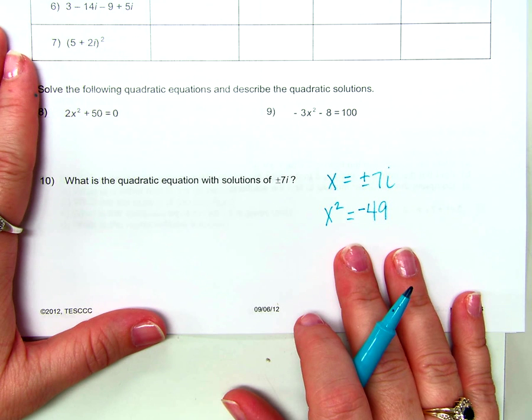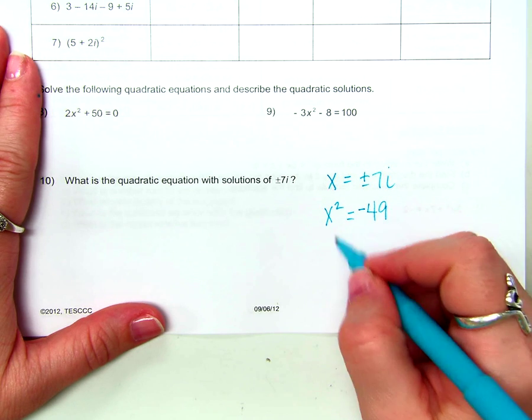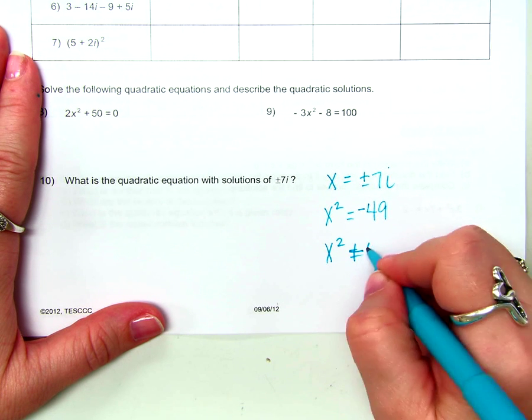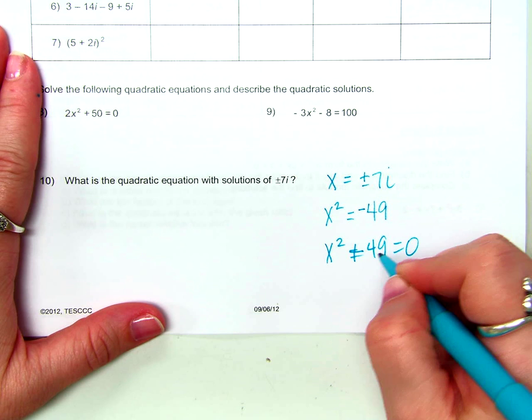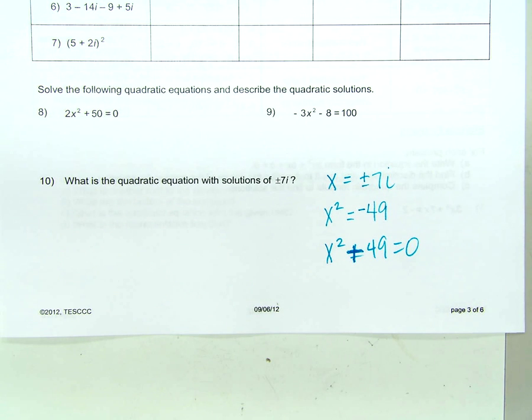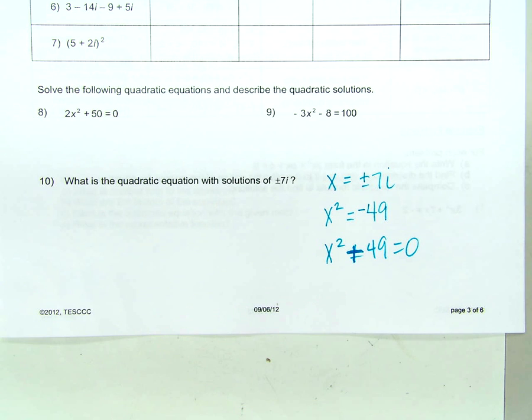So is that an acceptable quadratic equation? Not quite, right? Usually our quadratic equations equal 0. So if I was going to add 49 to both sides, whoops, plus 49 equals 0. Pretend that's a plus sign. Is that the only answer? How many answers does this question actually have? A bunch. Because here's one.